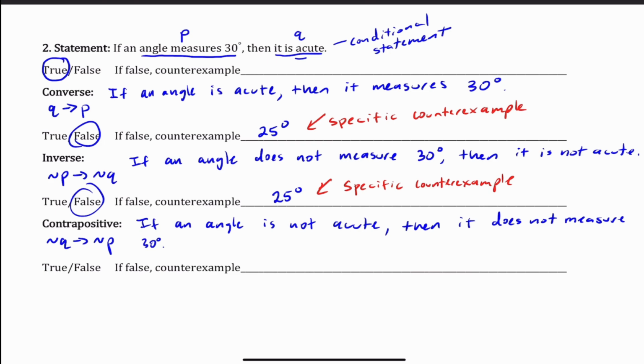So here we go. Is the contrapositive statement true or false? If an angle is not acute, does it imply that it's not 30 degrees? That is true. So if an angle is not acute, which I can assume, then of course you cannot have an angle that is less than 90 degrees here. So I don't need to provide a counterexample.